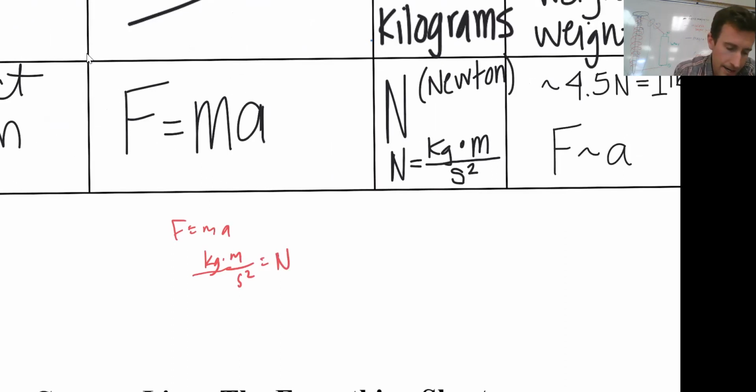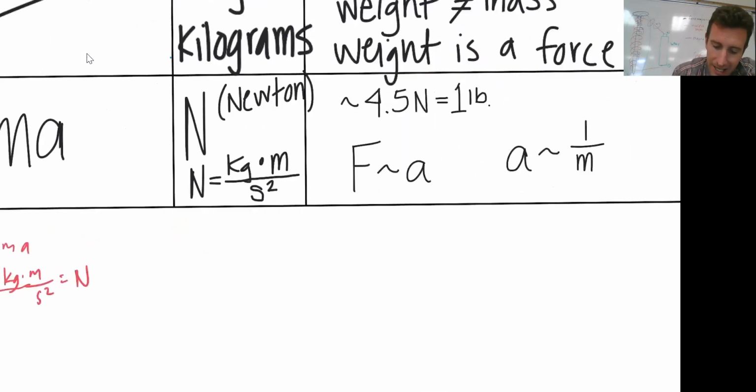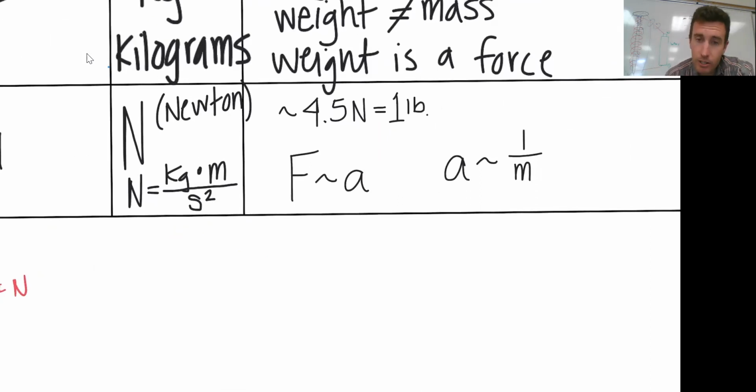Cool. Just to give you a scale of how big a Newton is, a Newton is approximately 1/5 or 1/4.5 of a pound. So 4.5 newtons make up 1 pound. So my weight on the surface of the Earth is about 145 pounds. If I take 145 and multiply it by 4.5, let's say 150 times 4 would be 600.